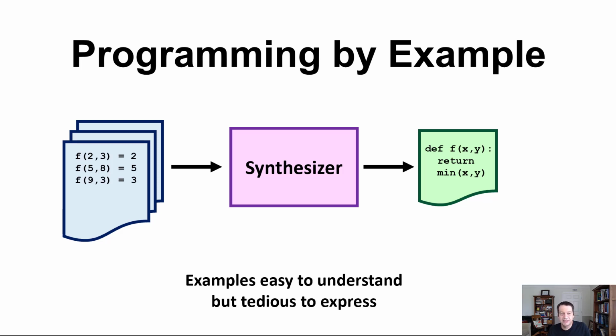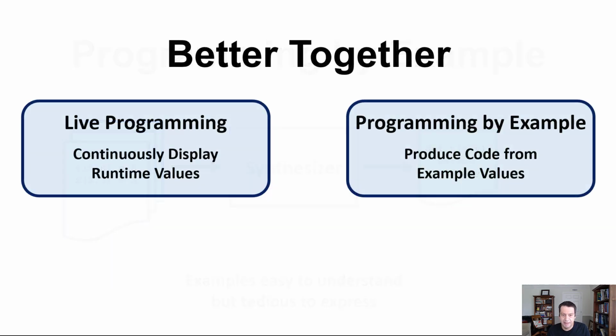And so here's where some of the cool stuff will happen. We will basically combine live programming and programming by example. And so just to summarize where we're at, we have live programming, which continually displays runtime values, and programming by example, which produces code from example values, but the example values are tedious to express and specify. So we see this opportunity for combining the two.